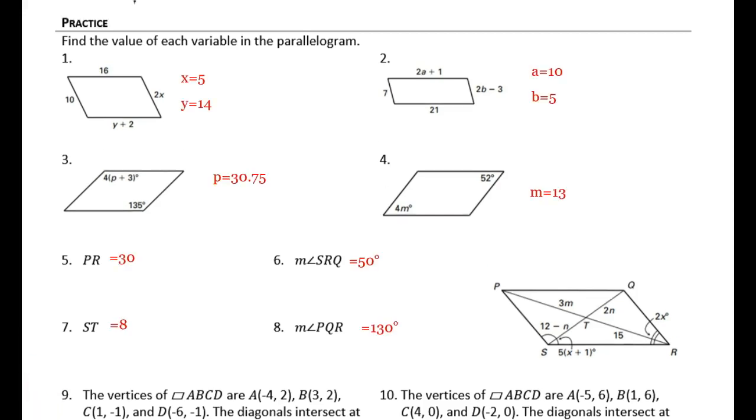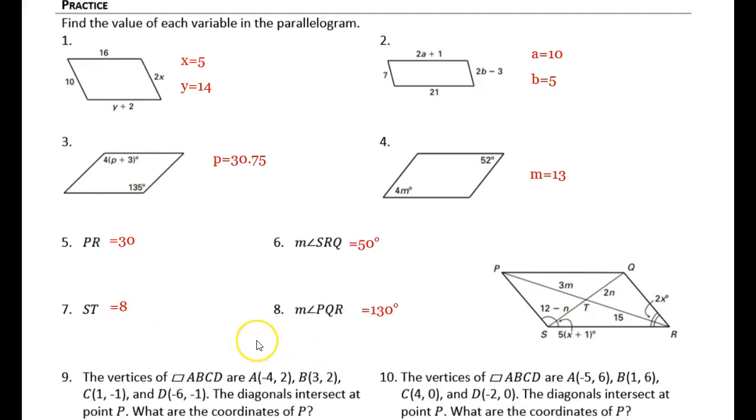For number 1, x is 5, y is 14. Number 2, a is 10, b is 5. Number 3, p is 30.75. Number 4, m is 13. Number 5, PR is 30. Number 6, the measure of angle SRQ is 50 degrees. Number 7, ST is 8. Number 8, the measure of PQR is 130 degrees.